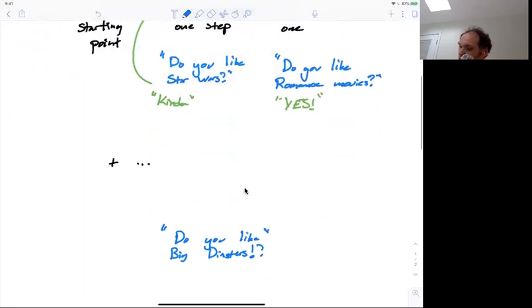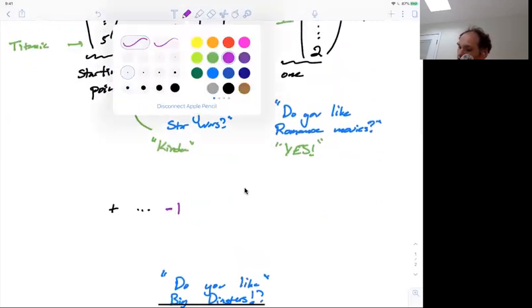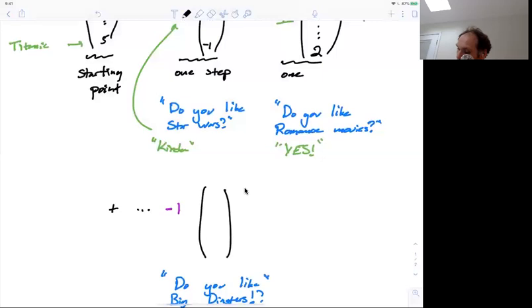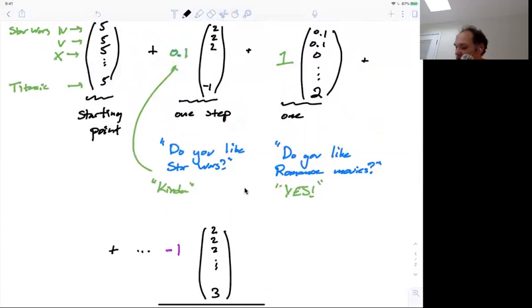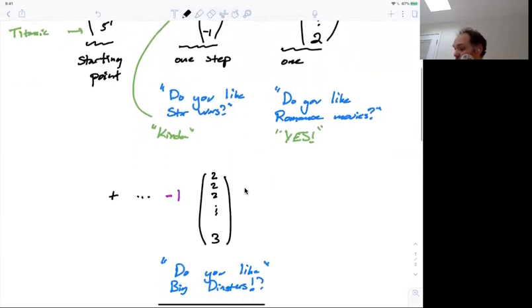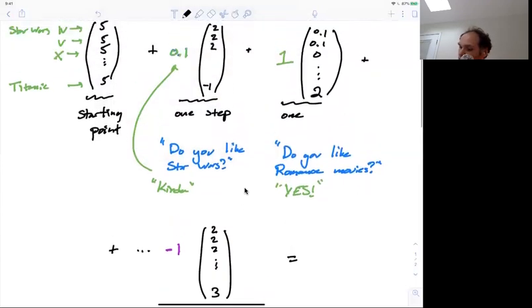And they might say, not at all. So what you're going to do is take a negative step in the direction of that. All these movies, Star Wars and Titanic, have big disasters in them, so they don't like any of those movies. Then you add all these up and you end up somewhere. So where do we end up here?